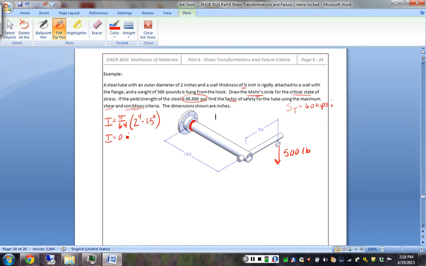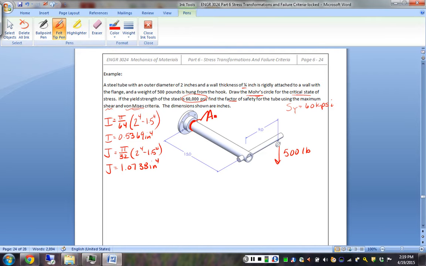So our moment of inertia is 0.5369 inches to the 4th. We know that the polar moment is twice that, 1.0738 inches to the 4th. And we have to think about what are the stress resultants, where is our worst case scenario, and what are the values of these.